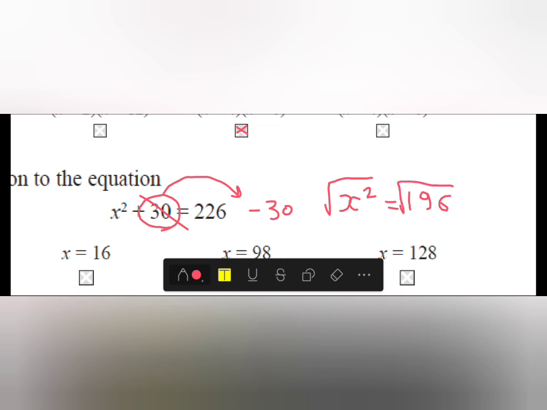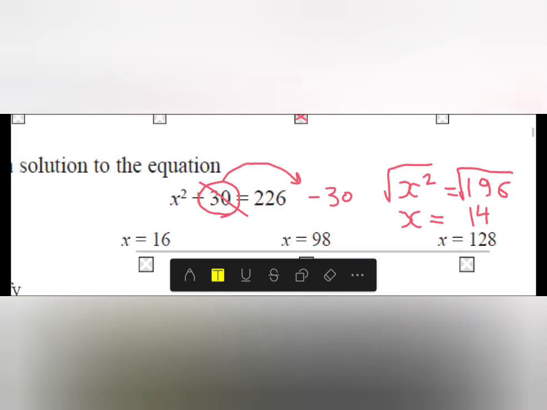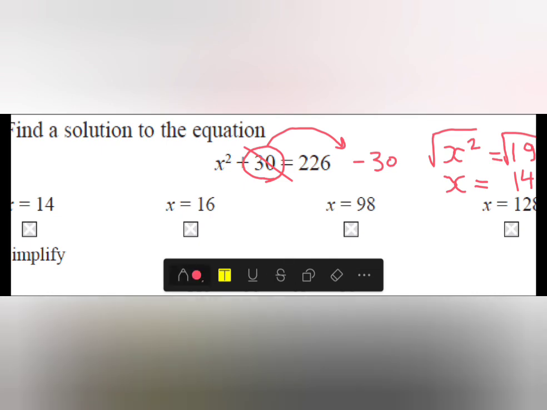So x equals, we put 196 under the square root. So square root of 196 equals 14. So x equals 14, and this is the answer. Now we find 14 and we tick it. And this is how you answer a question like this.